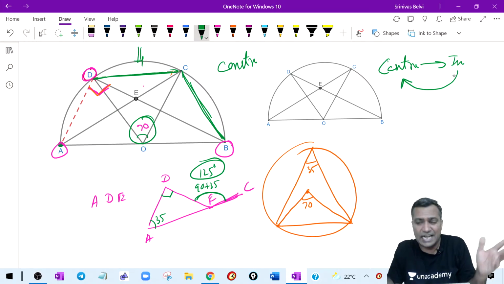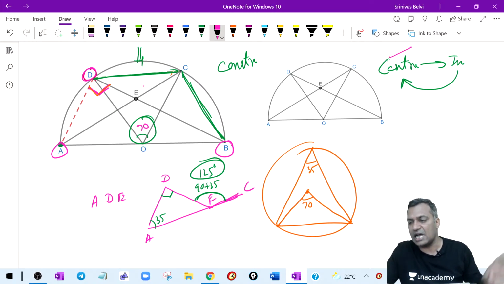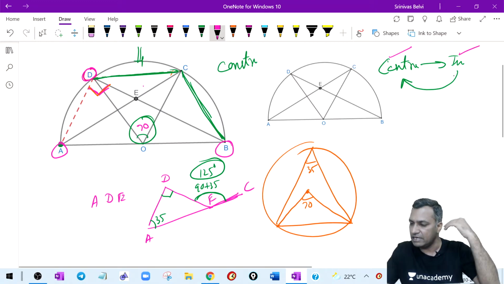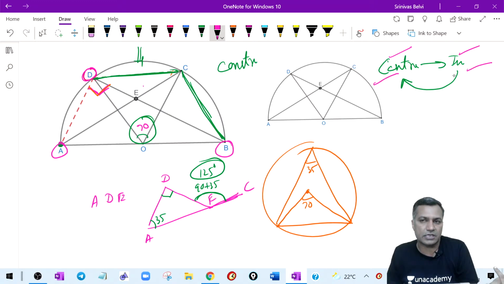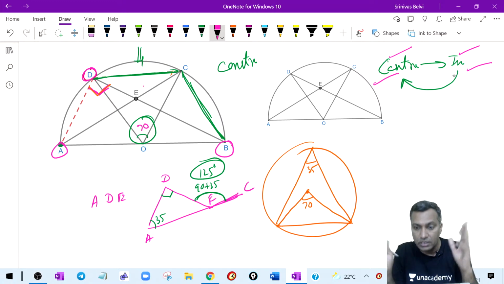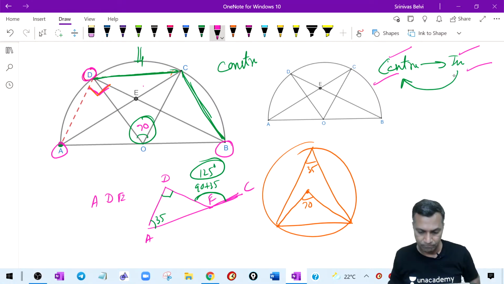Is it useful? That I don't know. But if the central angle is given, I will automatically think of the inscribed angle. If the inscribed angle is given, I will simply think of the central angle. Will it help or not? I don't know. It might help, it might not. But more often than not, it helps in one way or another, because I'm at least finding some angles out there. That's the point.